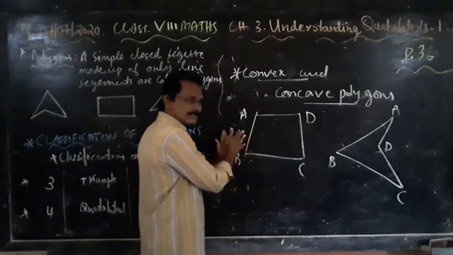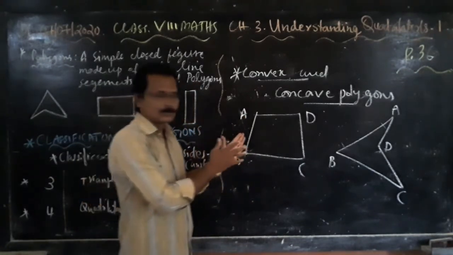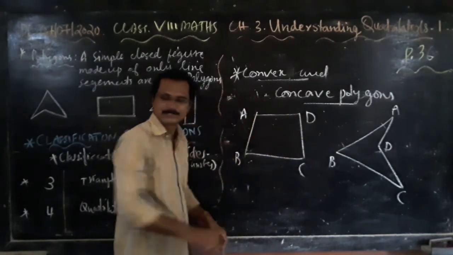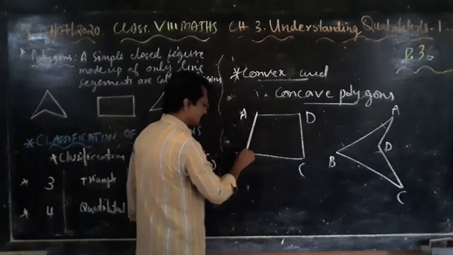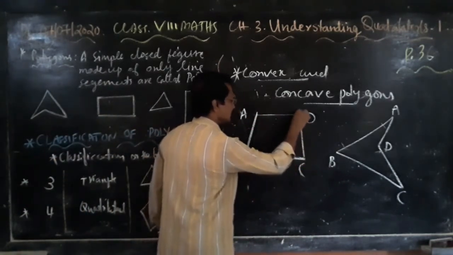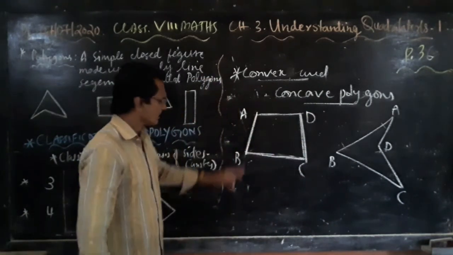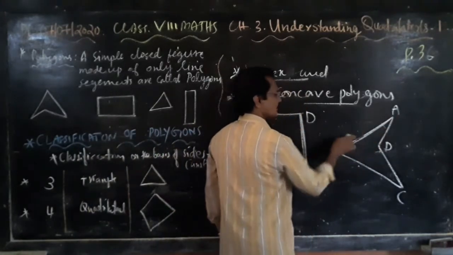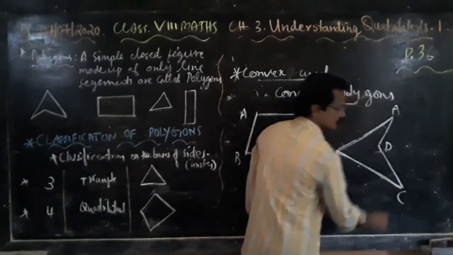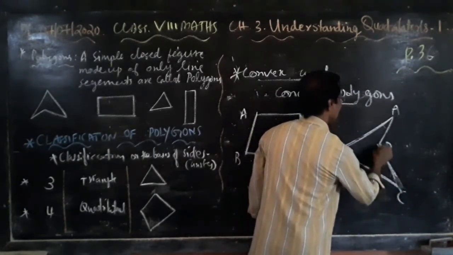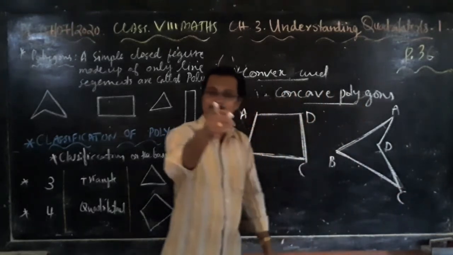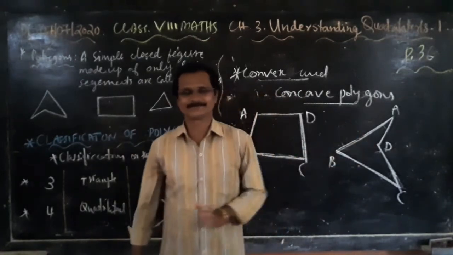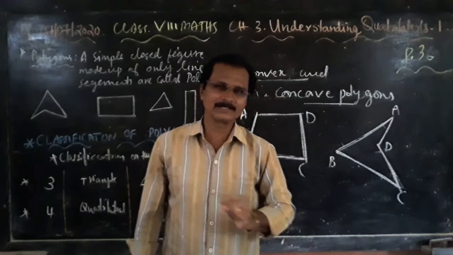Now here, two figures are already drawn. The first one is quadrilateral ABCD. Which are the four sides? AB, BC, CD, and DA. Four sides are there. 1, 2, 3, 4. Now the second figure, look here. AB, first one. BC, second one. CD, third one, and DA, fourth one. Here also, how many sides are there? Four sides are there. This one also is a quadrilateral.